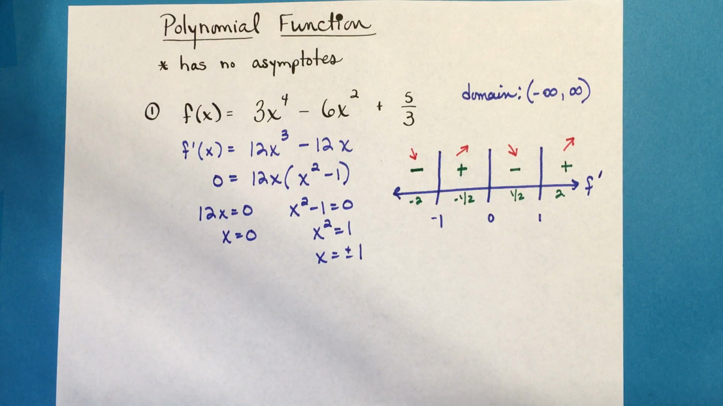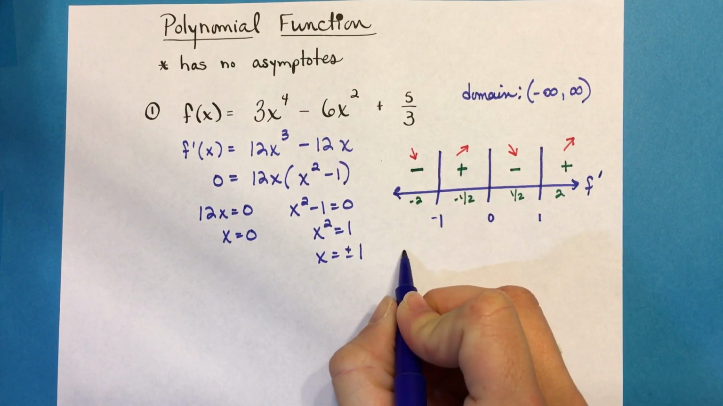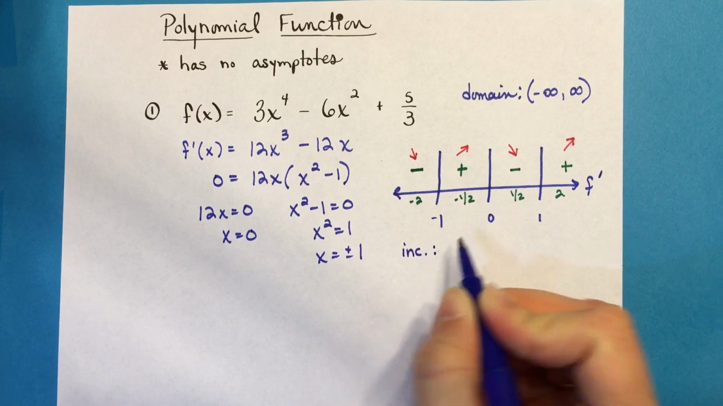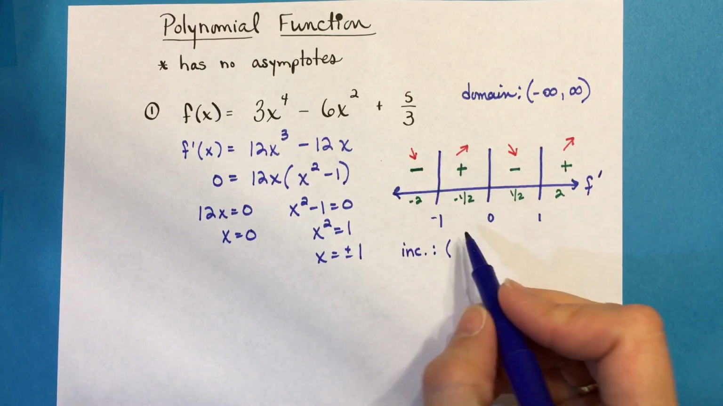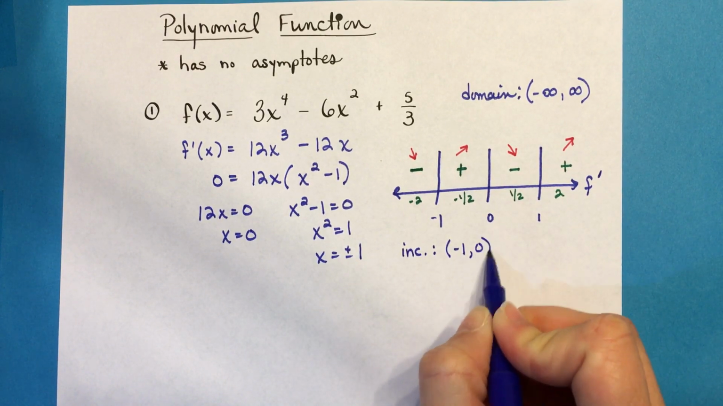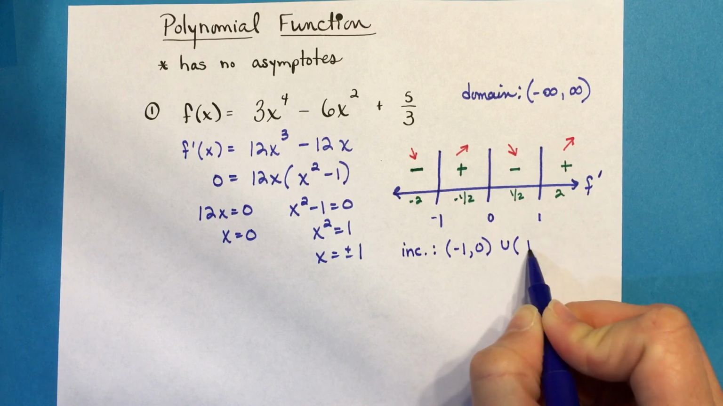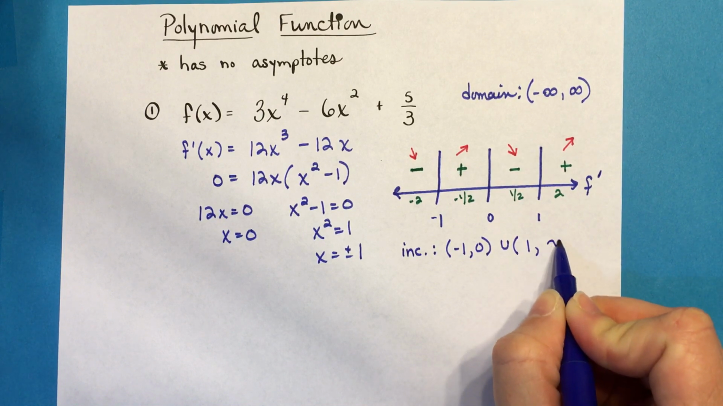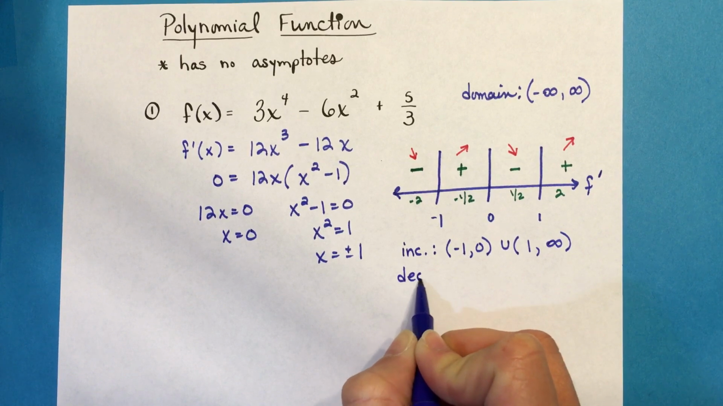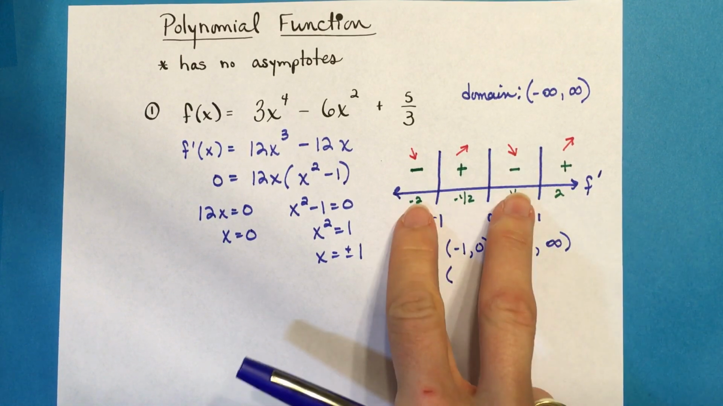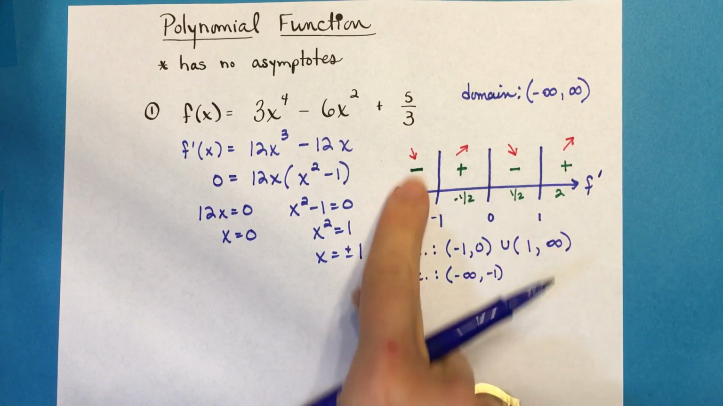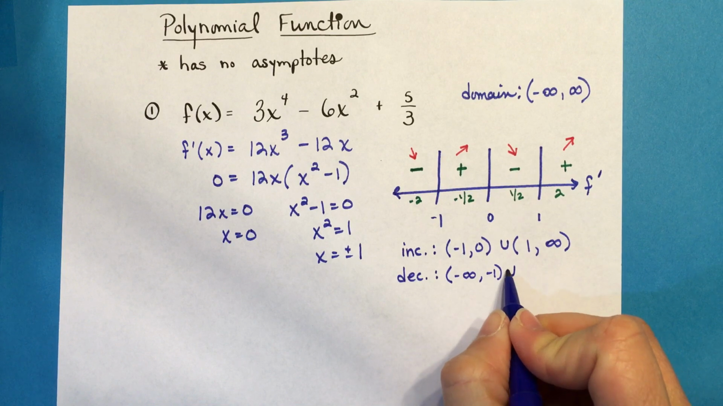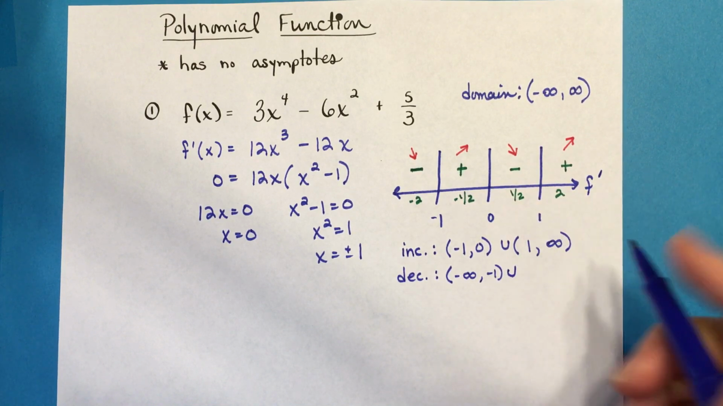So let's go ahead and write down our intervals of increasing and decreasing. For increasing, that would be the two parts that are positive. So this would be from -1 to 0, and then we would also have 1 to positive infinity. And then decreasing, that's going to be my negative sections. So that's going to be negative infinity to -1, that would be this interval. And then I'm also decreasing from 0 to positive 1.